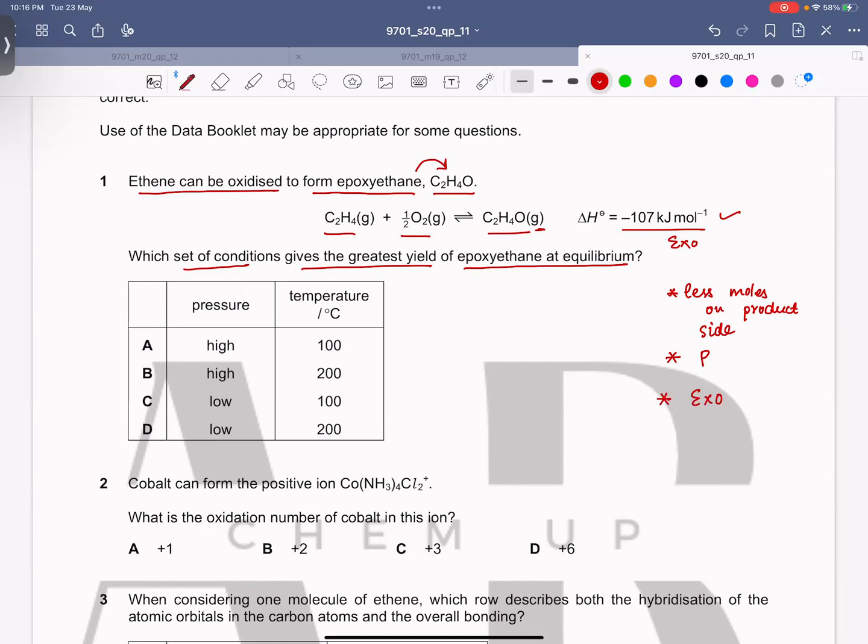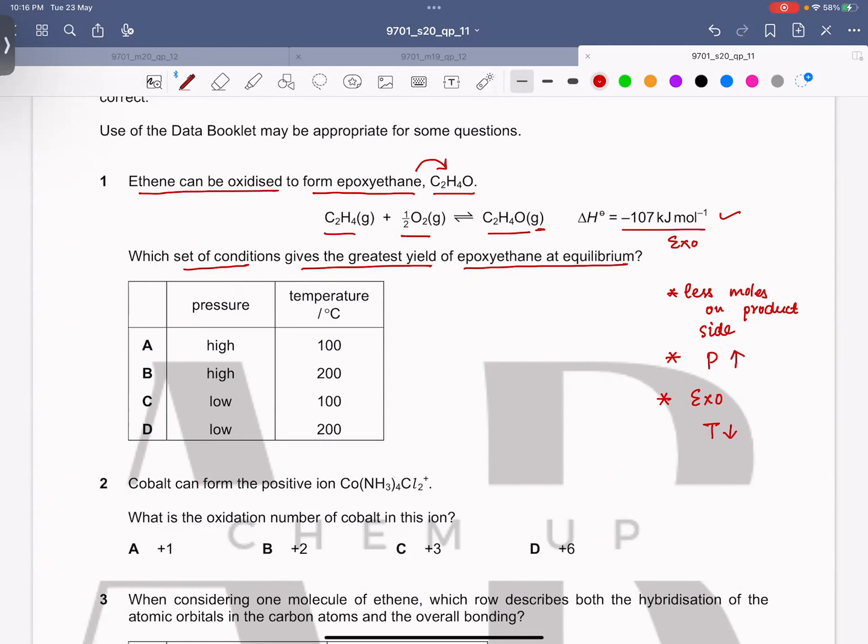Now for temperature, as the reaction is exothermic, if we decrease the temperature, the equilibrium shifts in the direction where the exothermic reaction is taking place. So as the forward reaction is exothermic, there is a need to decrease the temperature. So lower temperature and higher pressure.